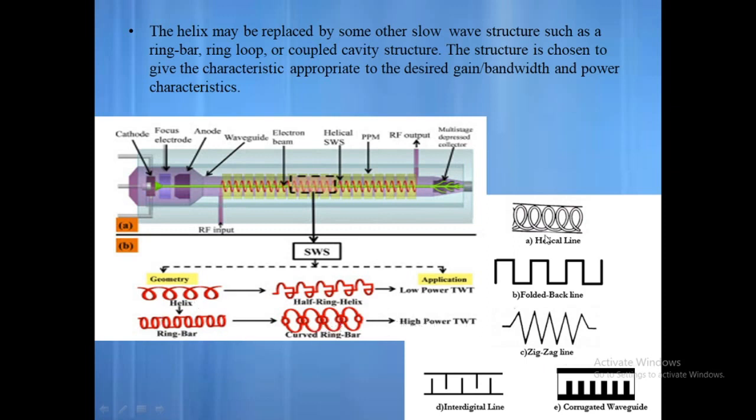There are some other structures. We know that there is a helical structure, which is a folded back line. In previous slides I said that I will show what the folded back line is. So it is in the form of a square shape. Next, a zigzag line is also used in place of the helical nature. Next, an interdigital line. Next, a corrugated waveguide. So these are different types of structures which can be used in place of the helical nature, which is used in traveling wave tubes.